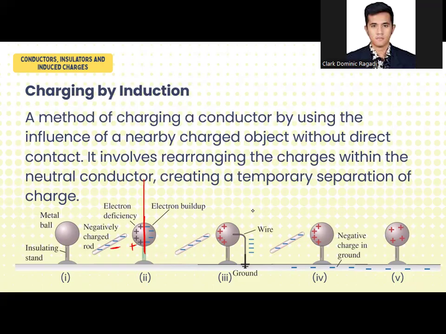Again, if there's just contact, that's charging by conduction. But if you rub and introduce friction, that's charging by friction. And if you place a charged object near another object and induce polarization, that's charging by induction. So those are the three ways to do charging.